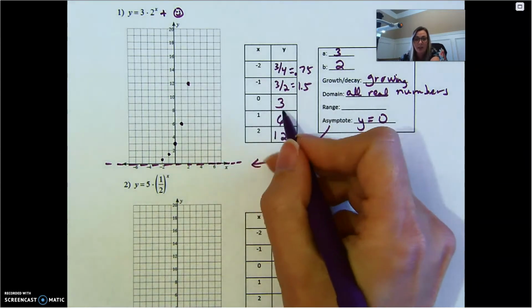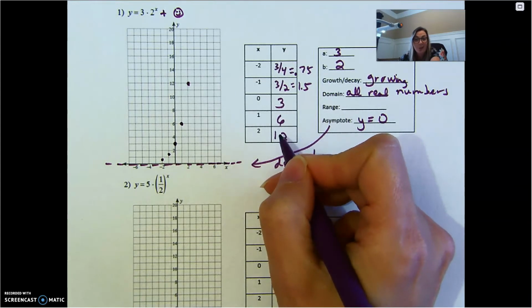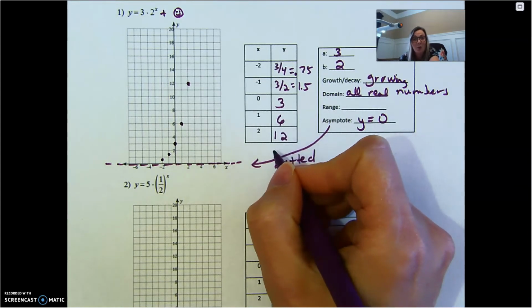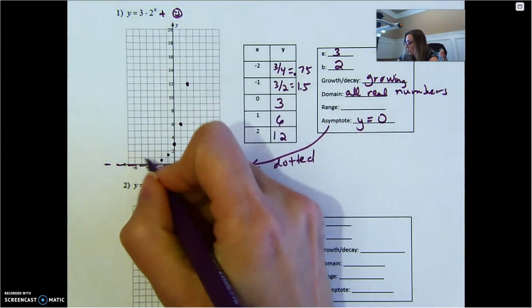It starts doubling, right? 3 times 2 is 6. 6 times 2 is 12. So guess what the next number would be? 12 times 2, 24, and then 48. And it just keeps growing faster and faster and faster.